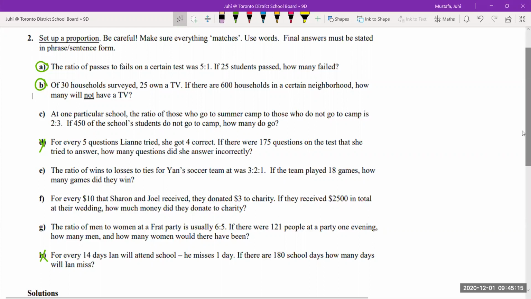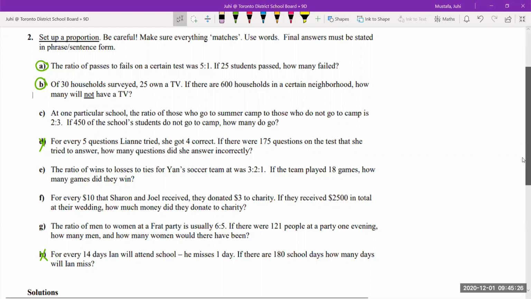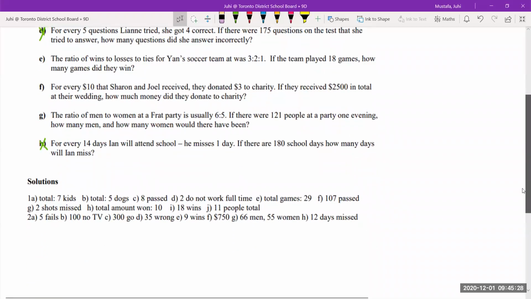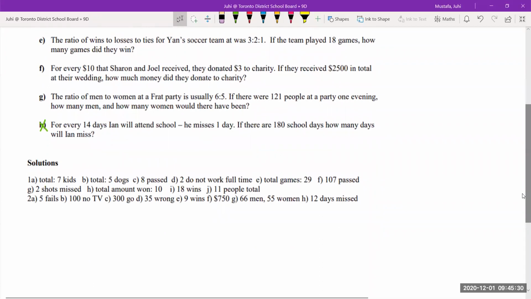Okay, so question E reads, the ratio of wins to losses to ties for Yan's soccer team was 3 to 2 to 1. If the team played 18 games, how many games did they win? So now in this question, the reason why I like this question is because it actually has 3 numbers and then a total. So how do we solve a question like this? It's actually done in a very similar way. So this is question E.